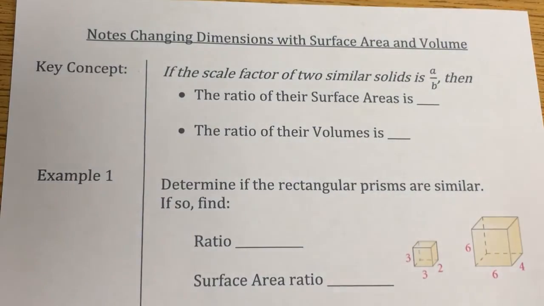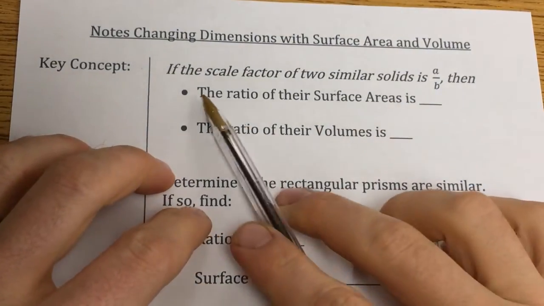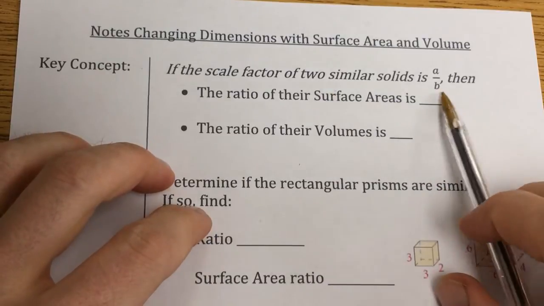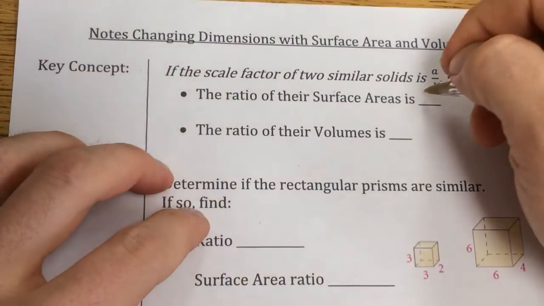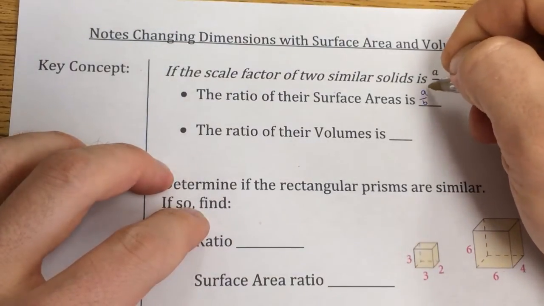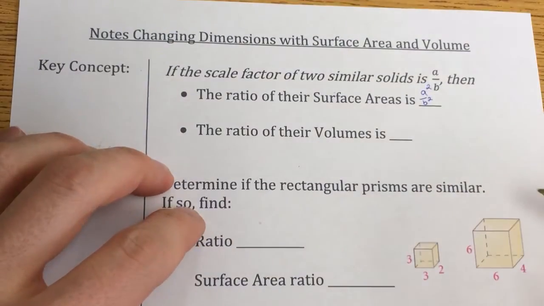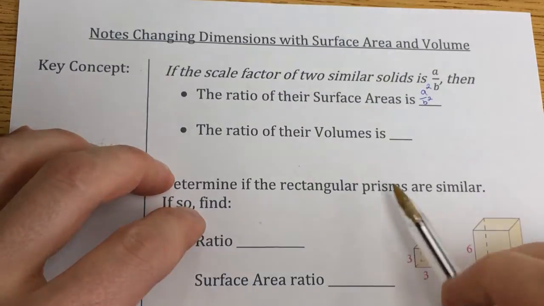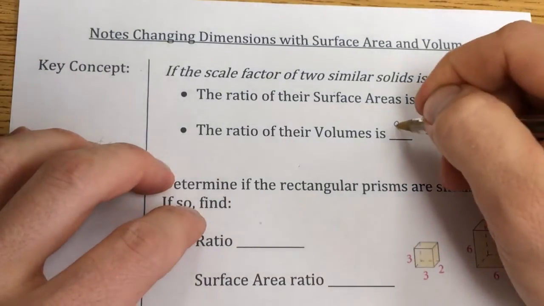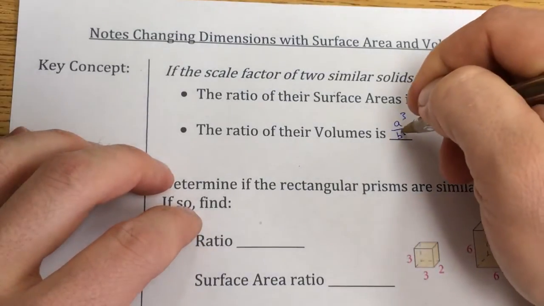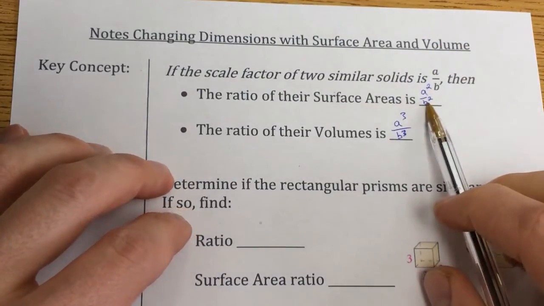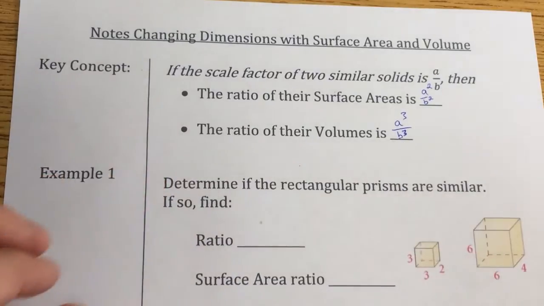So let's get started. The key concept that you must have is that if the scale factor of two similar solids is given to me as A over B, then the ratio of their surface areas will be that A over B, but square each piece: A squared over B squared. Then the ratio of their volumes will be A cubed over B cubed. So whatever the ratio is, you can either square it to get the ratio of the areas or cube it to get the ratio of their volumes.